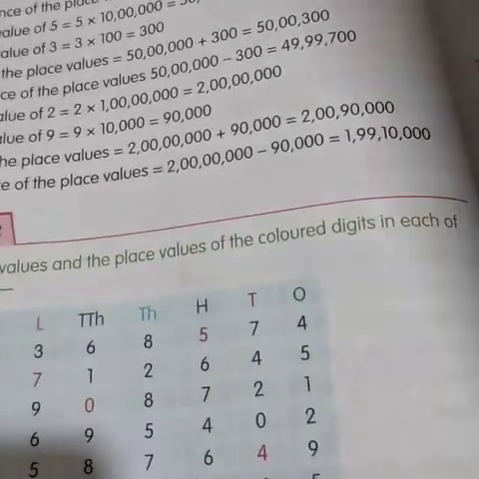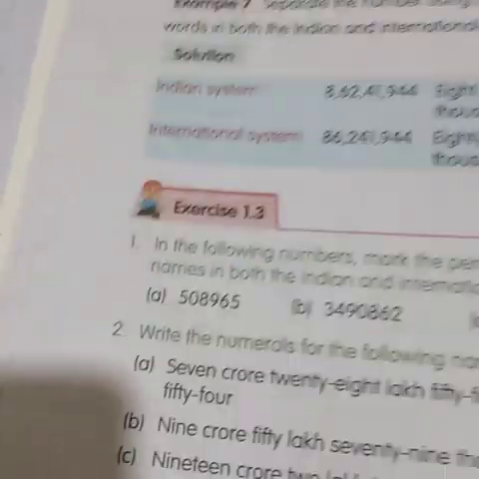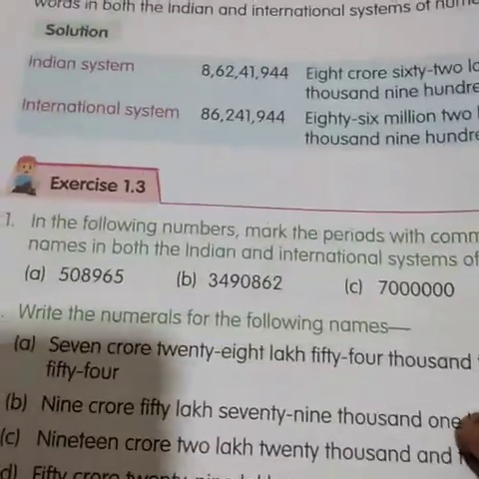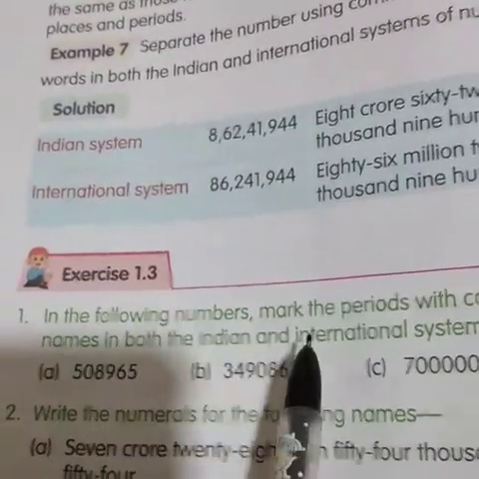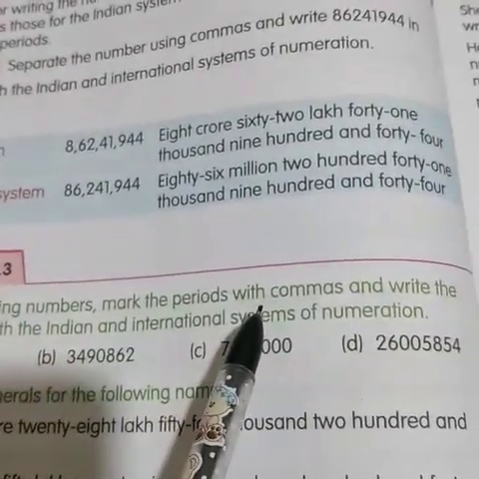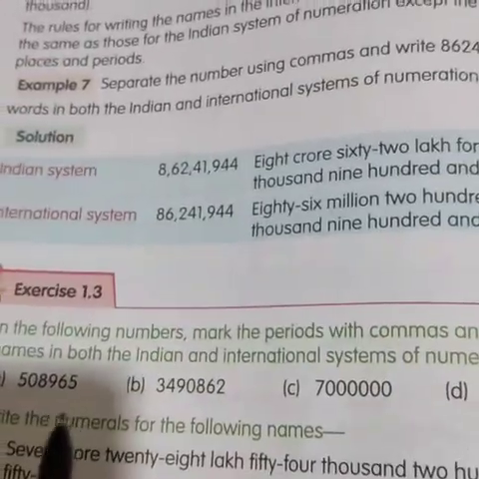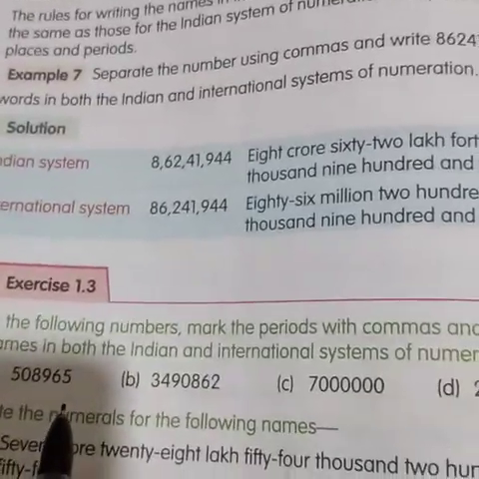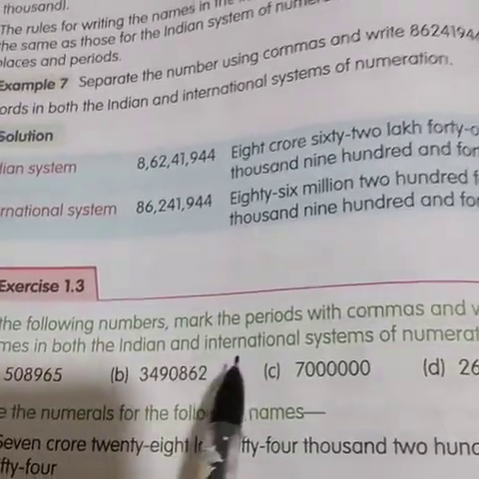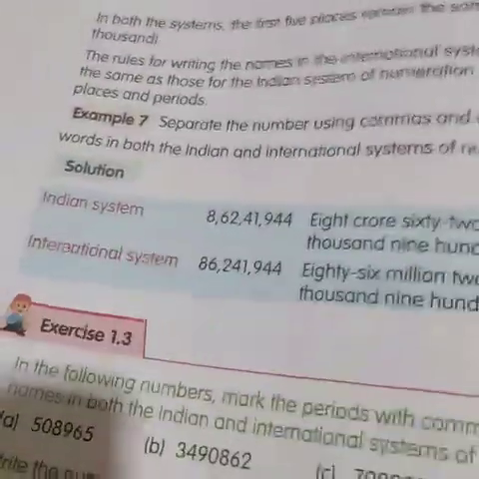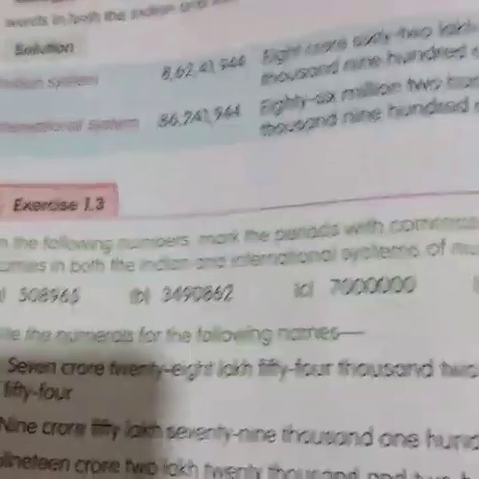Now we will directly go to exercise 1.3. Exercise 1.3 is also similar. In the following numbers, mark the periods. Just now I explained in the last classes how we have to mark the periods, which means you have to keep commas after the numbers. Then write the names in both the Indian and international systems of numeration. You know what is meant by Indian and international system. Yes. See here.